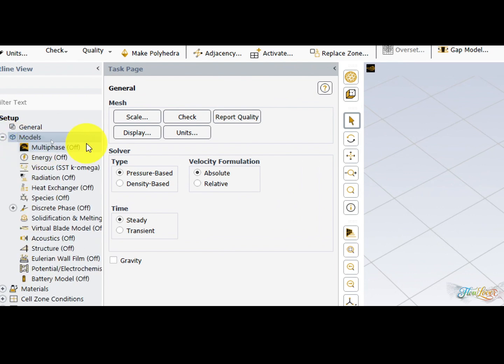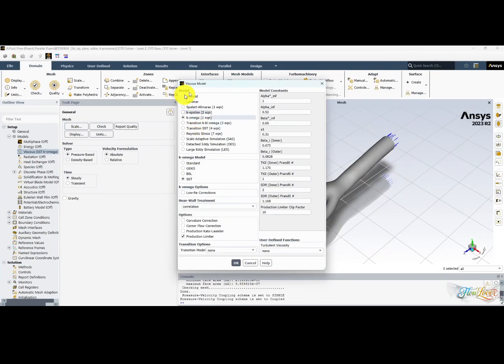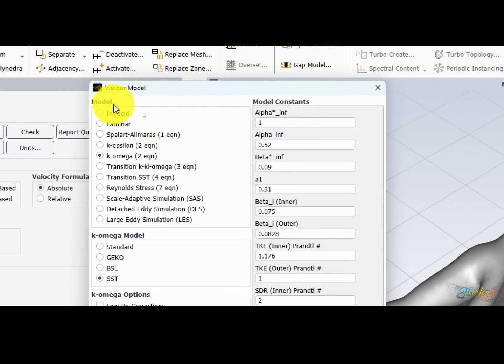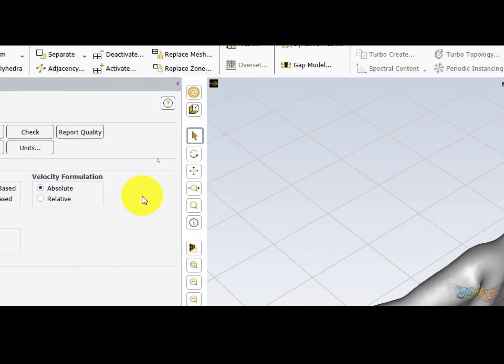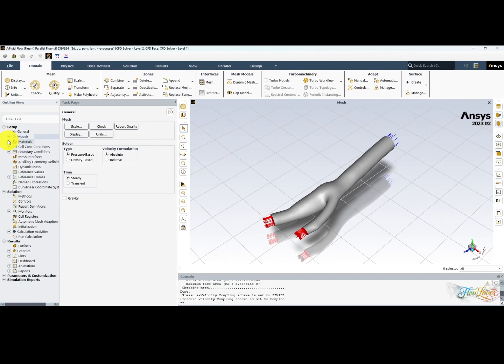Every time we want to solve the flow, we can have different options. If it is multi-phase flow, if we want to solve the heat transfer, which is the energy, but for us, the viscous is the important one. We don't want to solve the flow using a turbulent model, so we choose the laminar one for today's tutorial, but you can always choose between all these models, depending on what you want to do and the accuracy that you expect to receive.